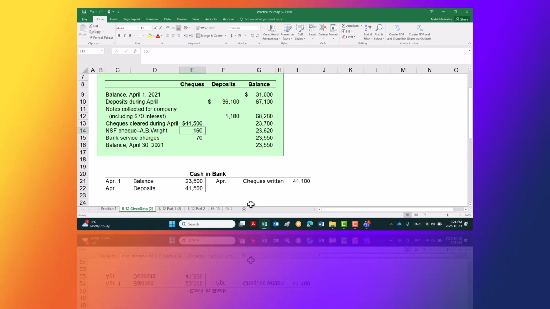So what is the story here? What is it about? What does it mean? NSF check for AB Wright. AB Wright is one of our clients. We deposited a check to the bank, and we thought we had collected the money, and suddenly the bank returned the check, NSF, non-sufficient fund. The client doesn't have the money. So this is a reconciliation item, and it has to be corrected.